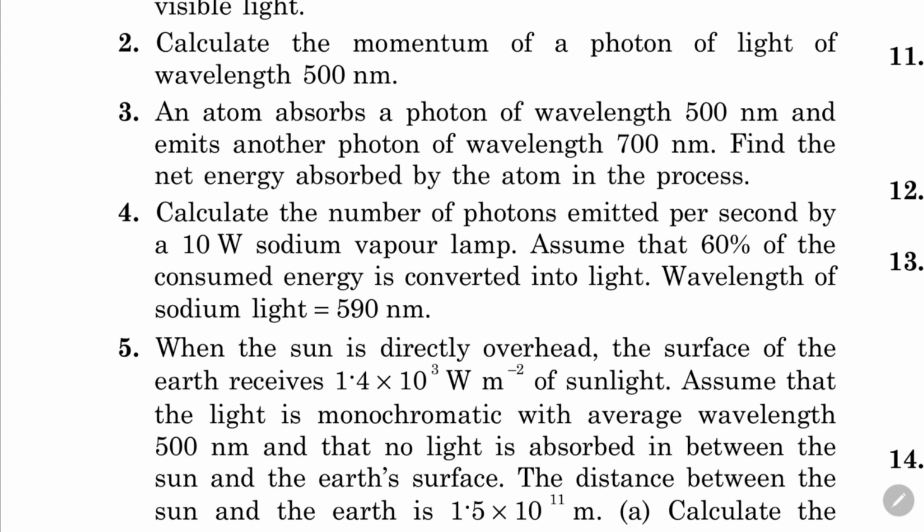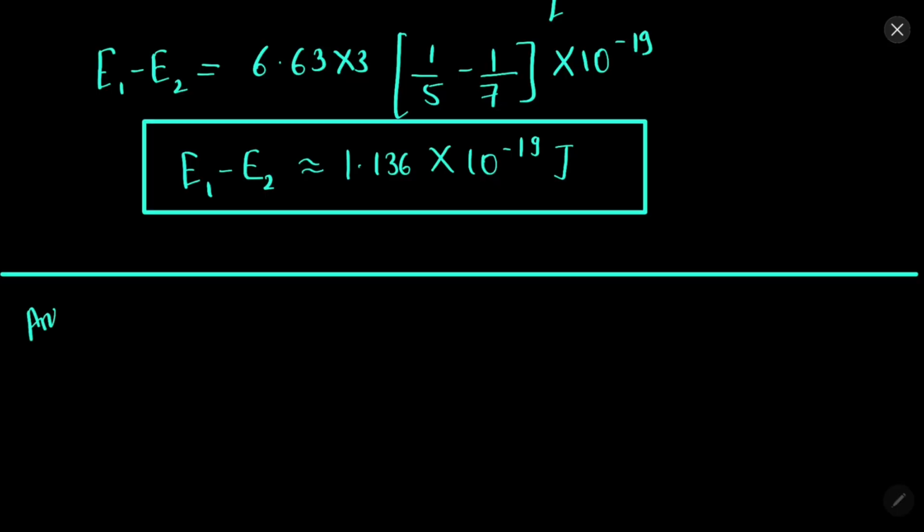In question 4, we need to calculate the number of photons emitted per second by a 10 watt sodium vapor lamp. Assume that 60% of the energy consumed is converted into light. Wavelength is given. So this is the fourth one.